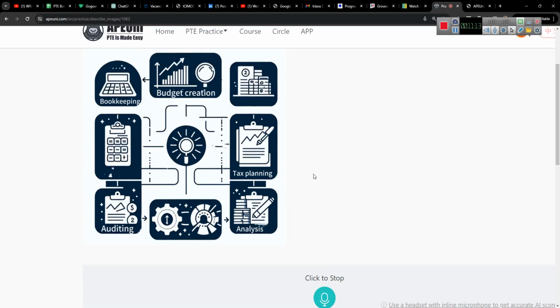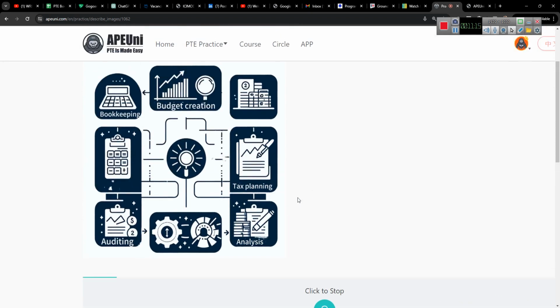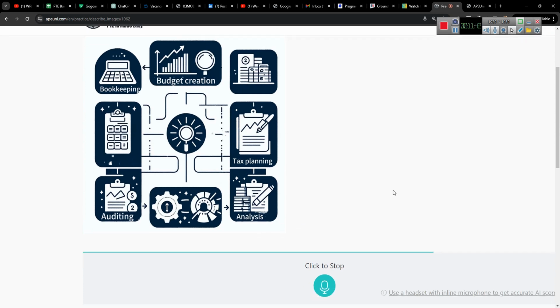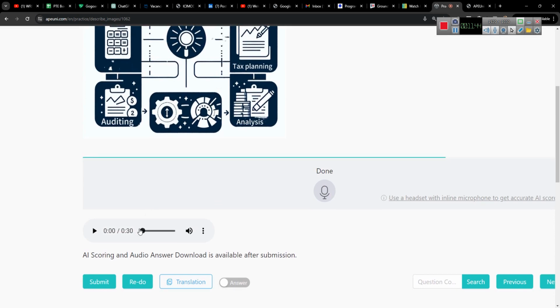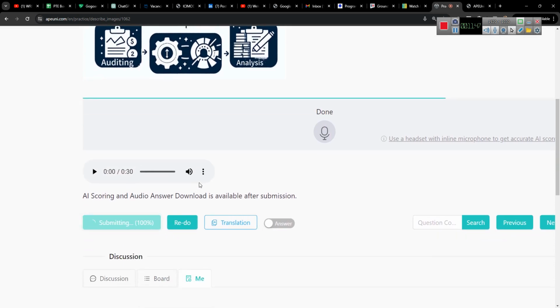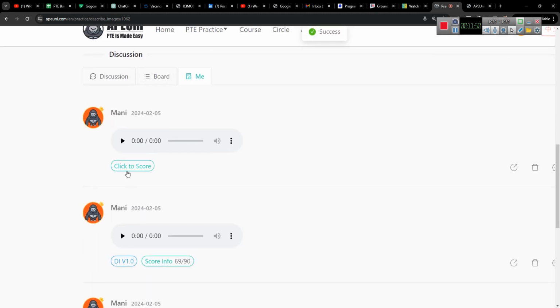Let's start. There's a very interesting chart in front of me. I can see different boxes and elements in this chart, such as budget creation, tax planning. I can also see analysis, auditing, and bookkeeping. I do not think there is any particular flow in this chart. I do not see any highest or lowest elements. But overall, this chart is black and white, and in conclusion, it is very interesting. And I think it talks about budget creation, tax planning, analysis, auditing, and bookkeeping. Thank you. Okay, so this time I spoke for around 30 seconds. Let's submit this and check how much I scored.